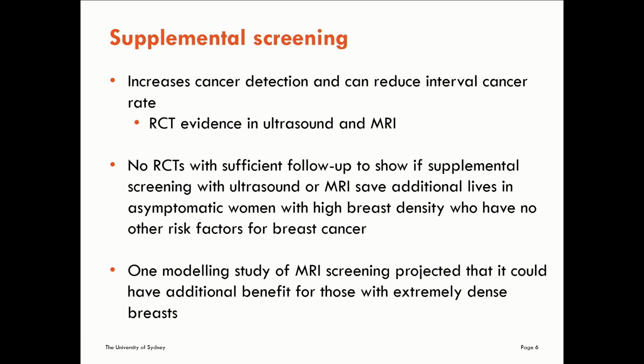And we also know that there haven't been any randomized controlled trials, so that's the highest quality of evidence, with sufficient follow-up to show that supplemental screening with ultrasound or MRI can save additional lives in asymptomatic women with high breast density who have no other risk factors. So we're not sure yet whether adding these additional modalities, such as ultrasound or MRI, will actually decrease mortality and improve long-term outcomes.